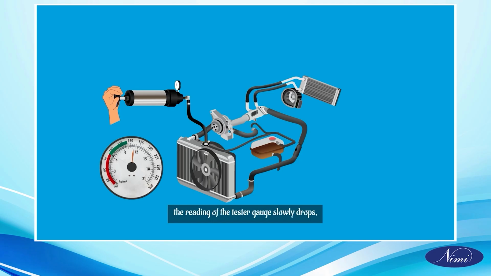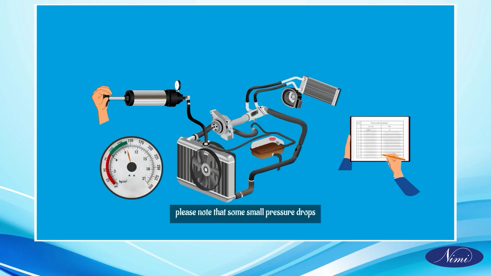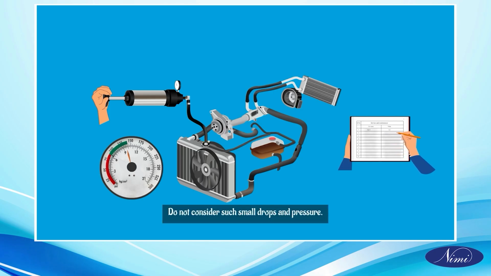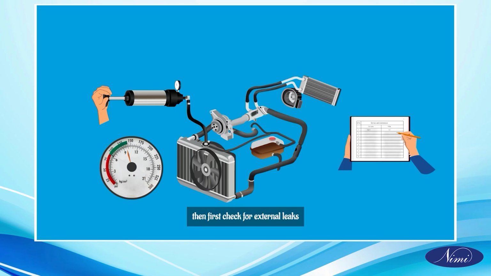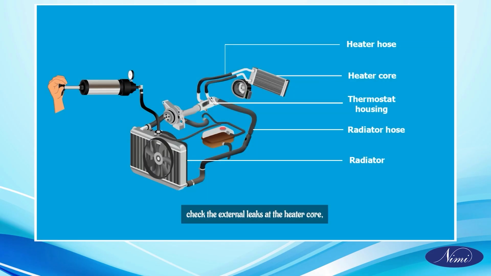When the reading of the tester gauge slowly drops, decide the cooling system is leaking. Please note that some small pressure drops can occur as the coolant shrinks if the cooling system pressure drops. Do not consider such small drops in pressure. If you find a pressure drop in the gauge, then first check for external leaks. Check for external leaks at the heater core, heater, and radiator hoses, thermostat housing, radiator.